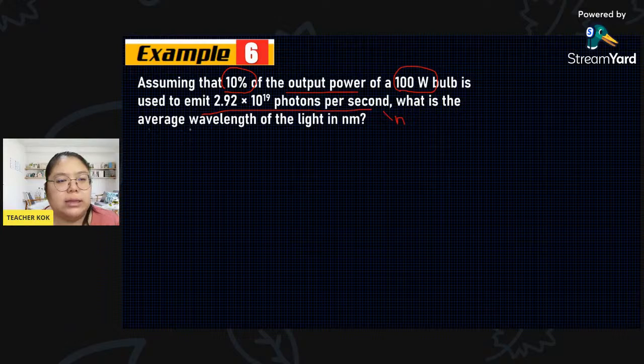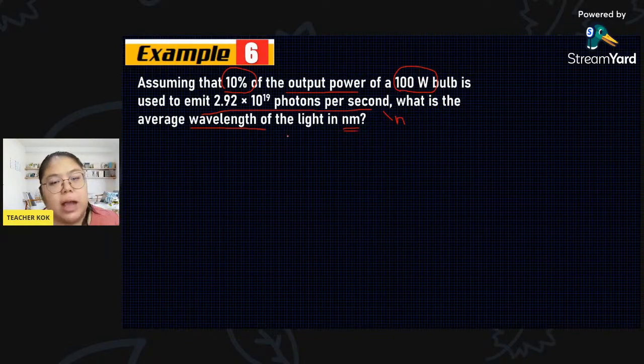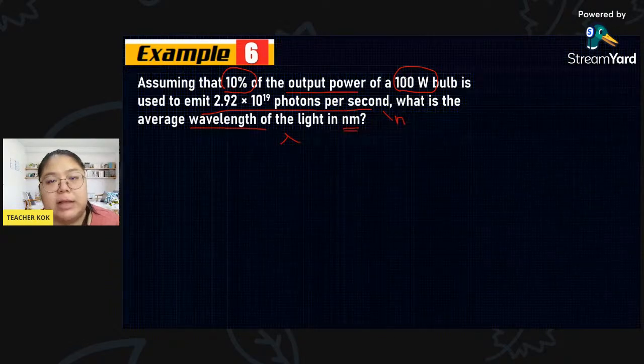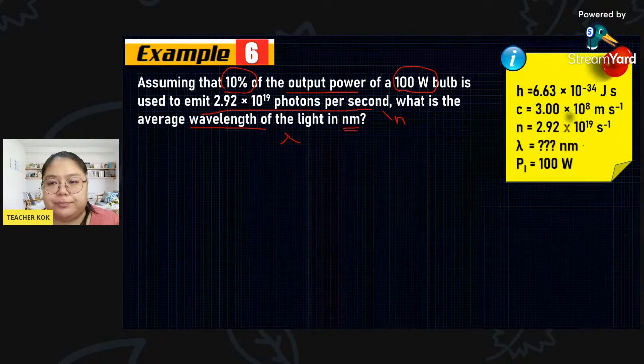What is the average wavelength of the light in nanometer? They say they need the answer in nanometer, so this one should be lambda. You need to find the lambda. So that means we need to first find out how much 10% of 100 watt is, because that is a power. We need to find out the power output. So from here, I show the info first.